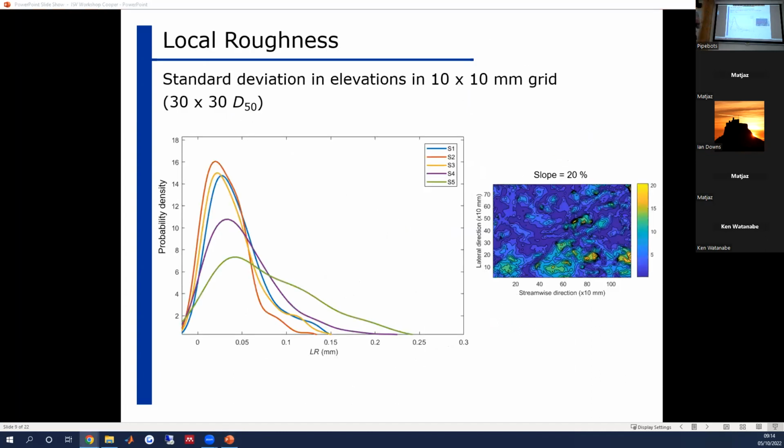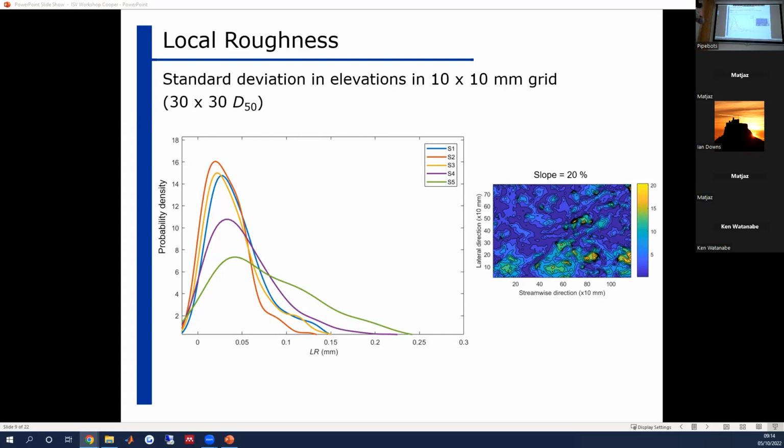Okay, and then we can not only look at a single metric of roughness, but also look at how the local roughness changes over the plots. Here's an example from that high slope where we have the rills that are developing. And we can look at how the distributions of local roughness change for our different slopes, the lowest slope being S1 and the highest slope being S5.